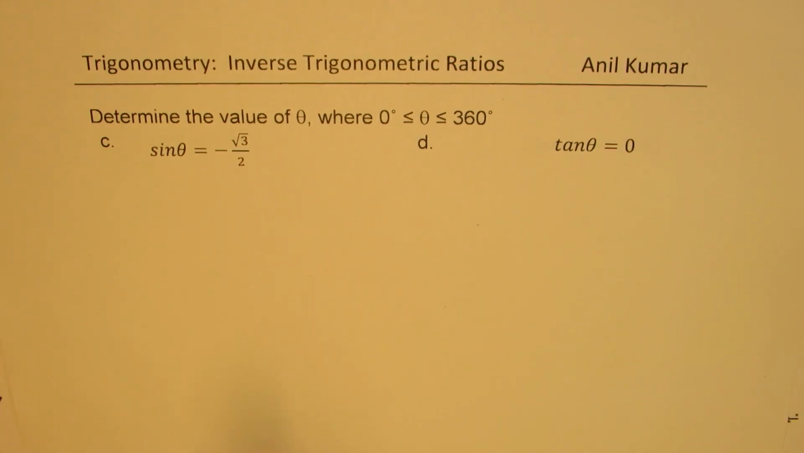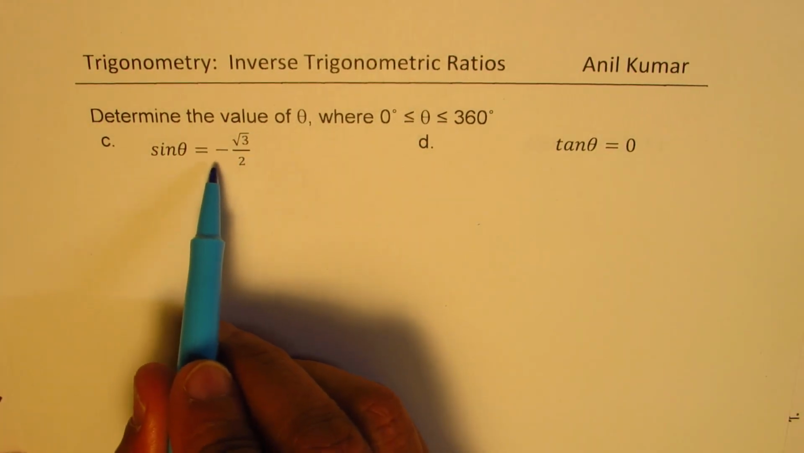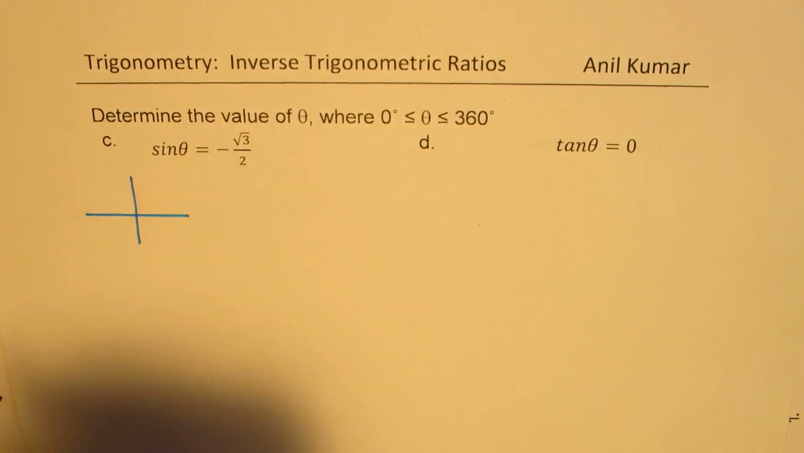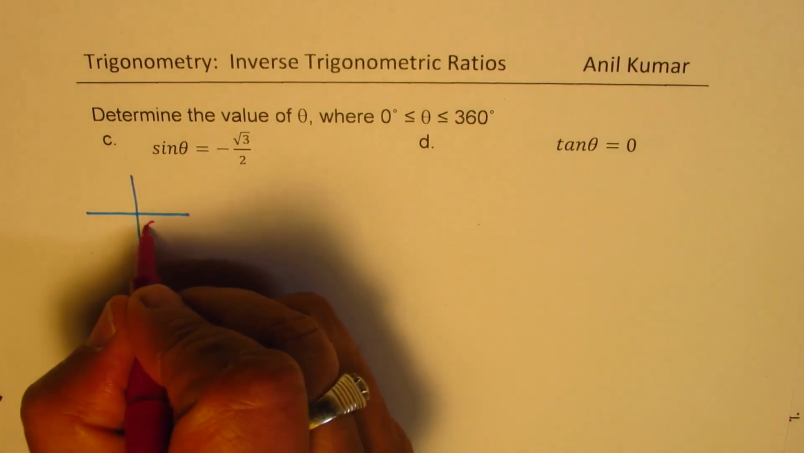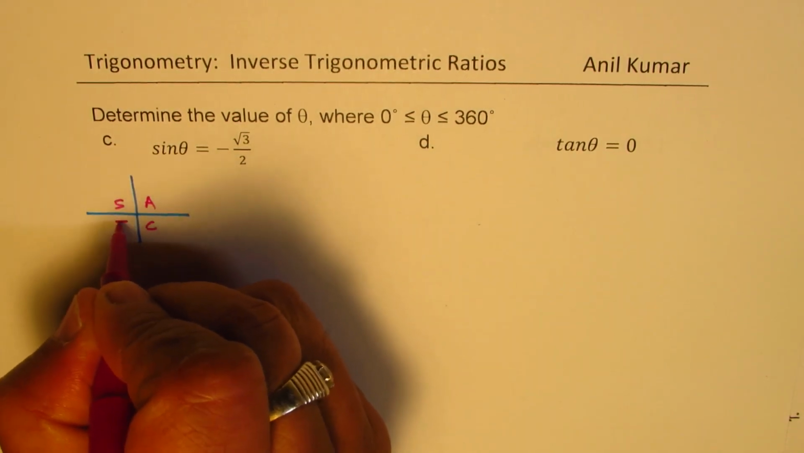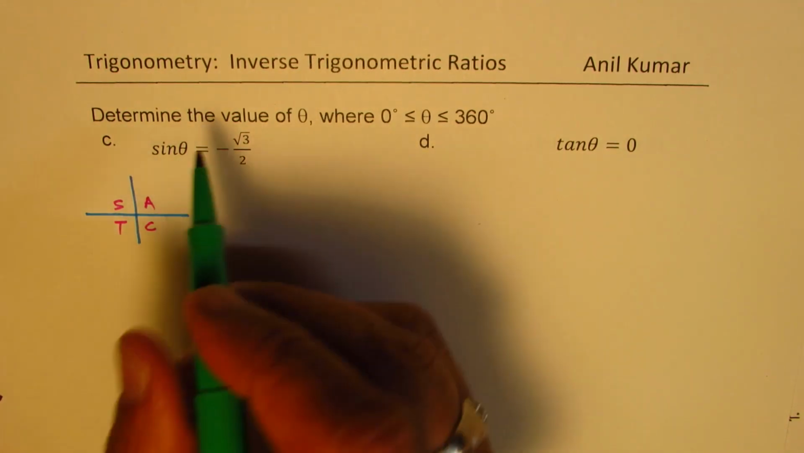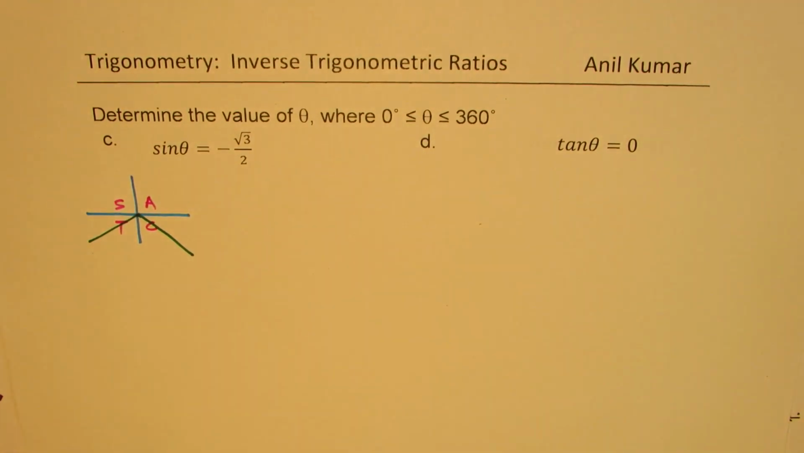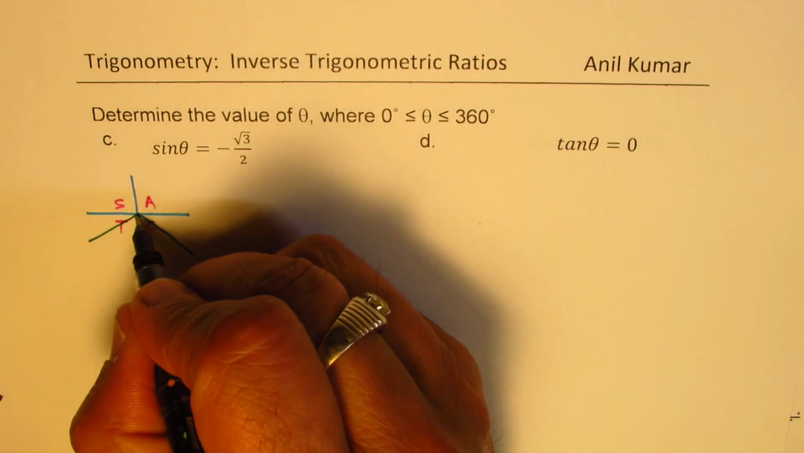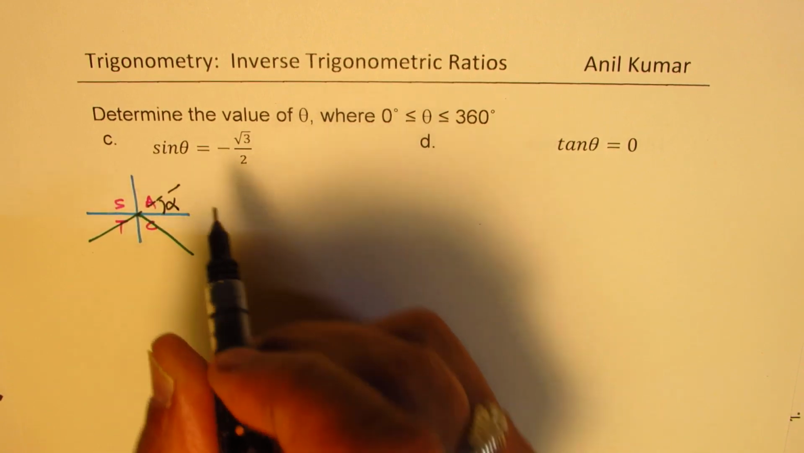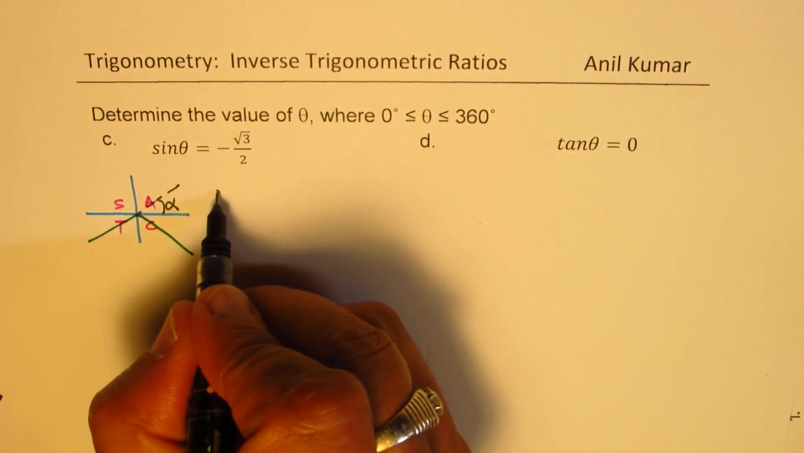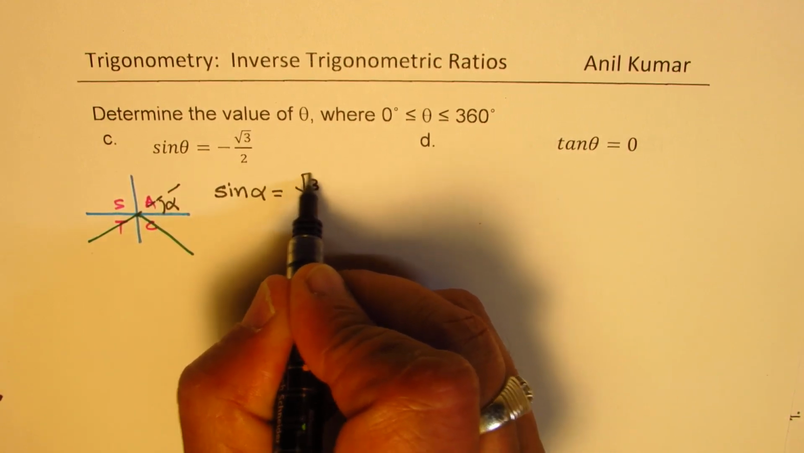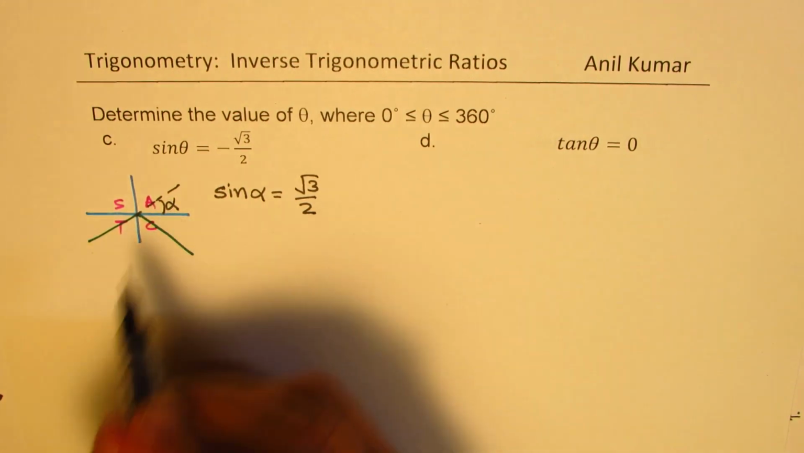I hope you must have got the answer by now. We have sine theta equals minus square root 3 over 2. That means we're looking into solution in which quadrant? Well, we know the rule is something like this. So sine is negative in these two quadrants, correct? So we're looking for solution in these two quadrants. What are we going to do? We'll find the related acute angle alpha for square root 3 over 2. So we'll begin with sine alpha equals square root 3 over 2, since we want the related acute angle.